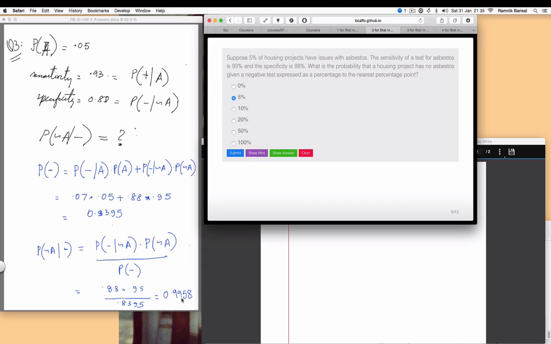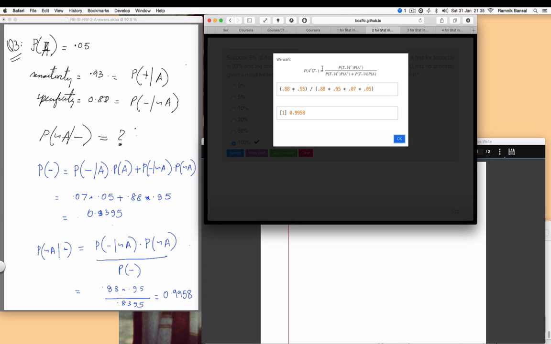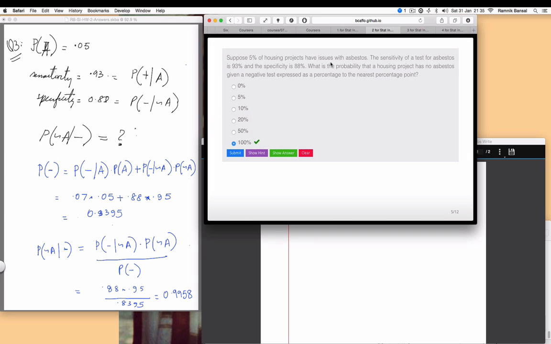So 99.58%. If we submit this, it is correct. Let's have a look at the answer also. He's doing the same thing, just doing those calculations and showing it. All right, is this clear?